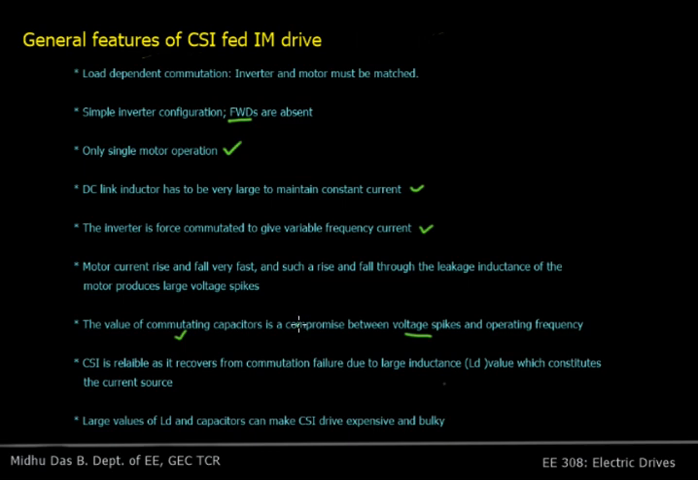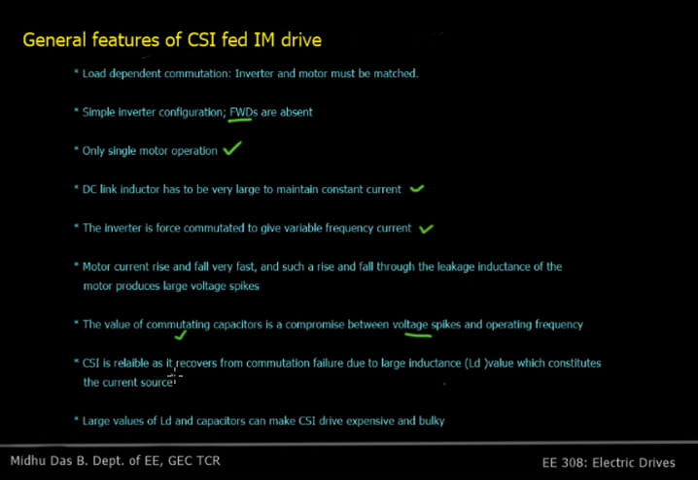The large value of commutation capacitor will have the advantage that a cheap converter grade thyristor can be used, but then the frequency range of the inverter will be reduced, and therefore the speed range of the drive will also be reduced. So here the commutating capacitor value has to be a compromise.